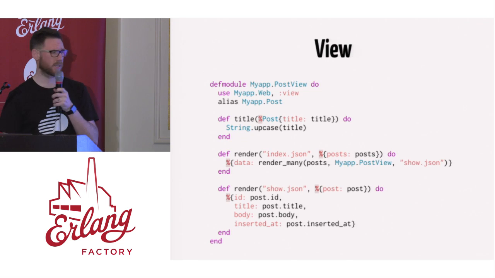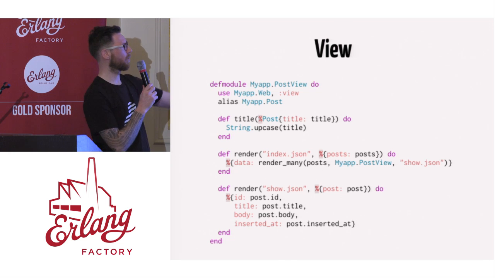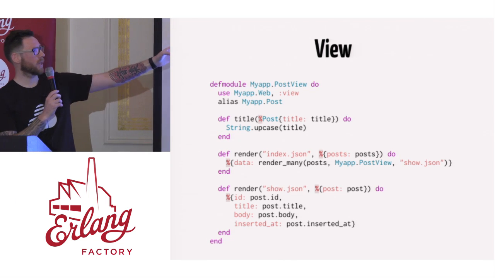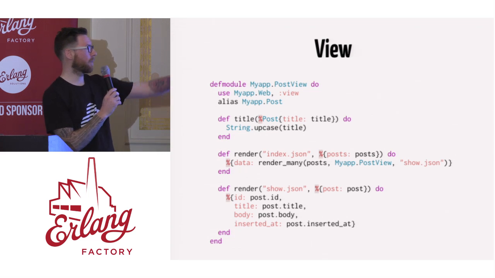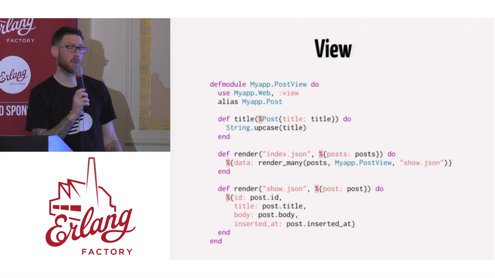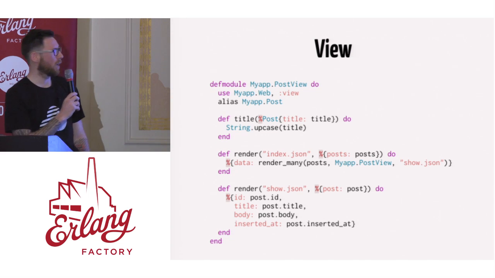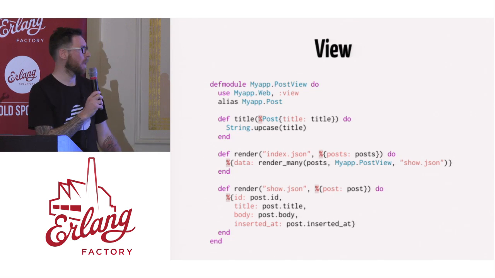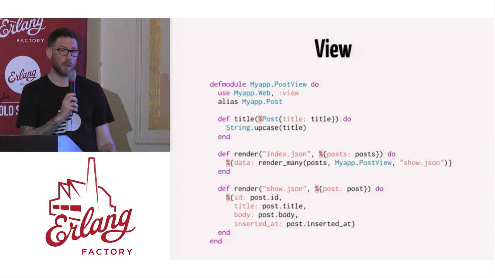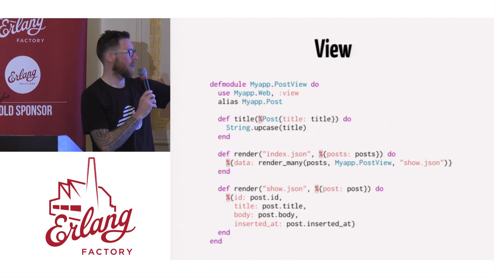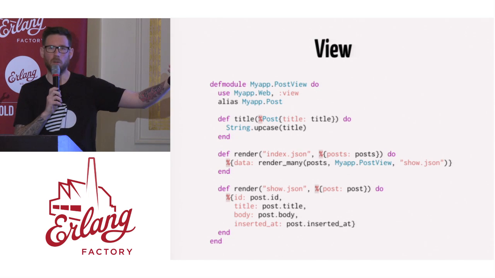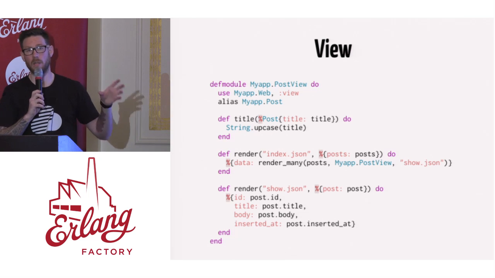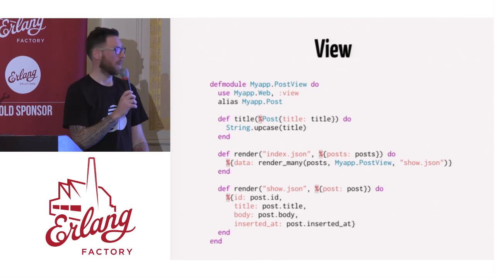So this is an example of a view where we've got a title function, which would be a helper that would just take in the model and upcase the title, for instance, which is silly, but it's just an example. And then, of course, you also have things like rendering JSON. So if you have index.json, then you can encode your model into a map, and that model will then be encoded into JSON and is the output.